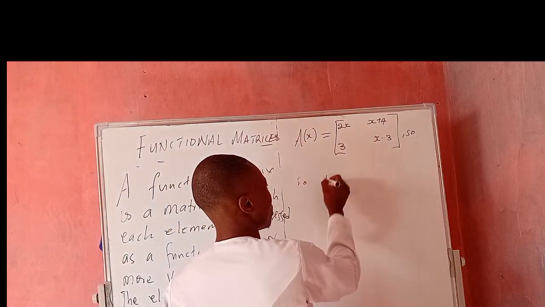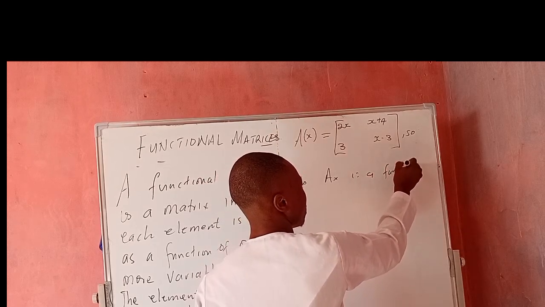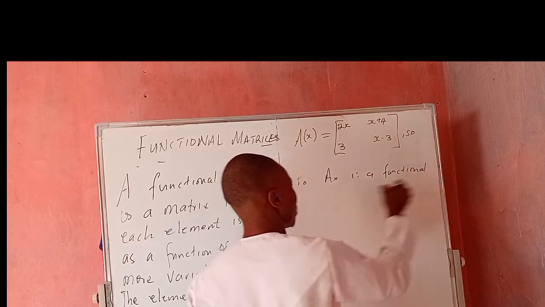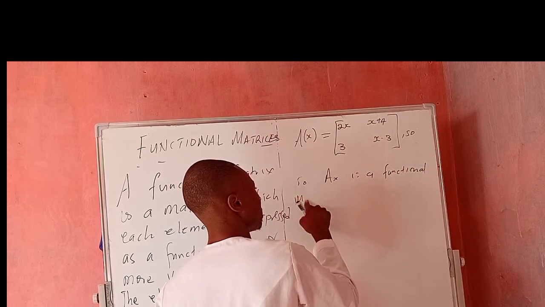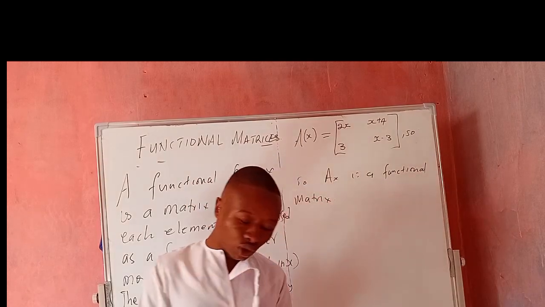So A(x) is a functional matrix. A(x) is a functional matrix. So that is just it.